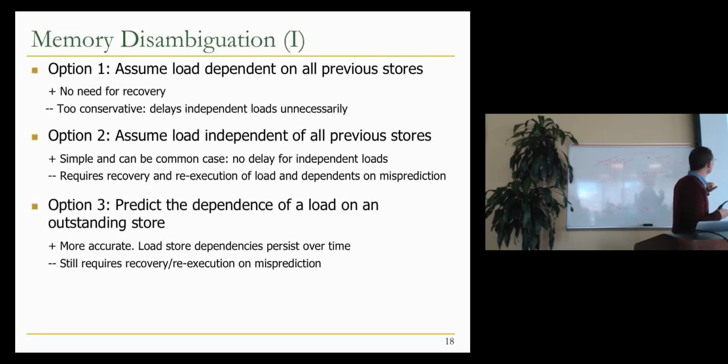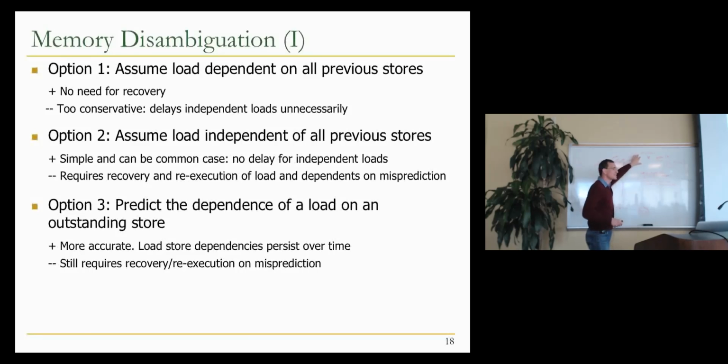Okay. So this is more accurate. The downside is it still requires recovery and re-execution on this prediction. Right? Because if you're wrong, you need to determine that. How do you determine that you're wrong? Well, once the addresses of all unknown address stores are determined, the load now needs to do the check.